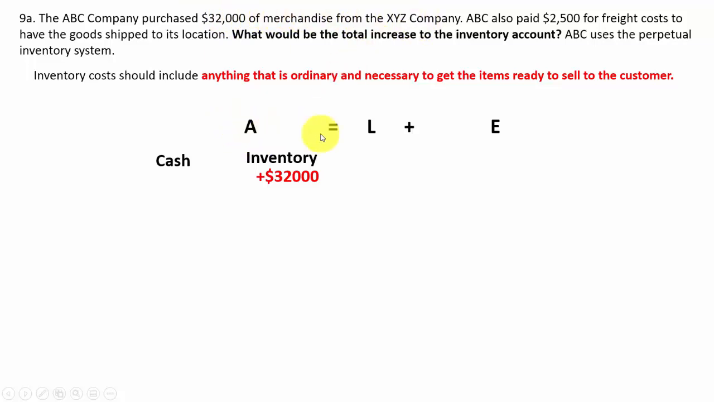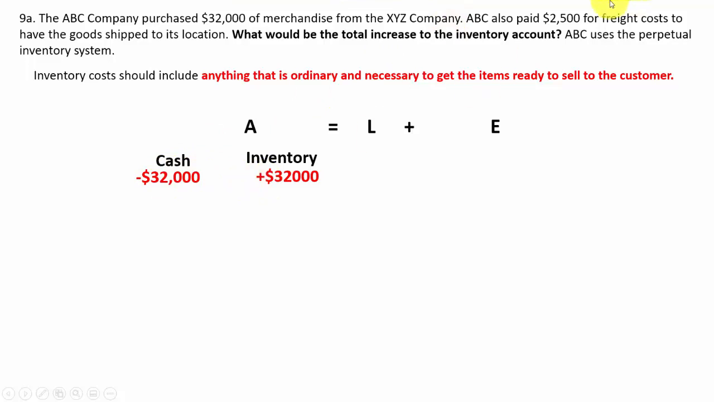So this is the accounting equation of ABC company. So the inventory is going to go up $32,000, and we're going to reduce cash by $32,000. It really doesn't tell us how they paid for it, but we're going to assume it was cash.